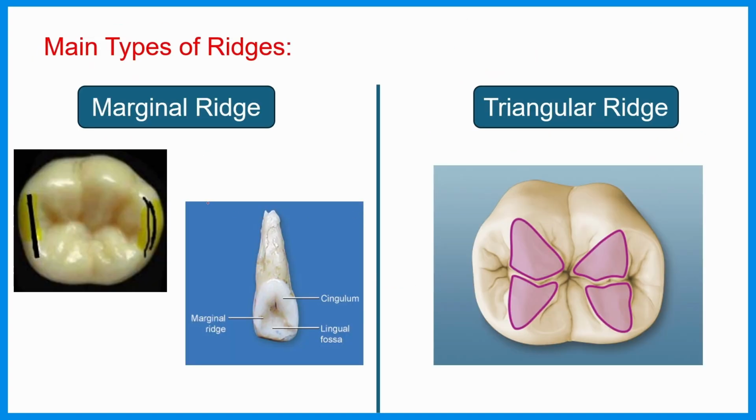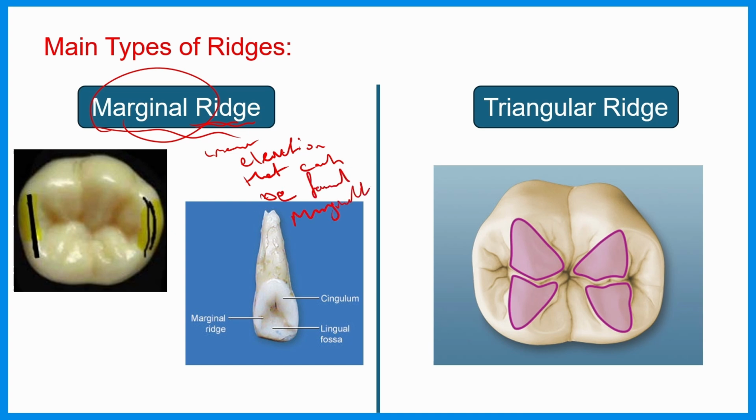There are several types of ridges, but the main ones that you need to know are, first, the marginal ridge. Marginal means it's found in the margin of the occlusal surface. A ridge is just a linear elevation. So this right over there is a linear elevation found on the side of the occlusal surface. That's a marginal ridge.